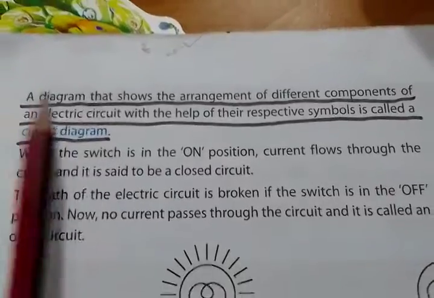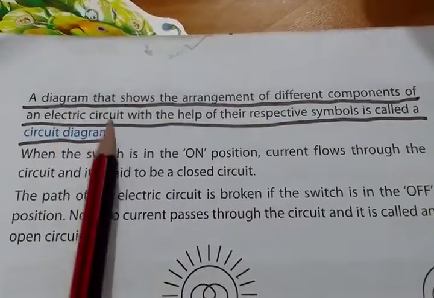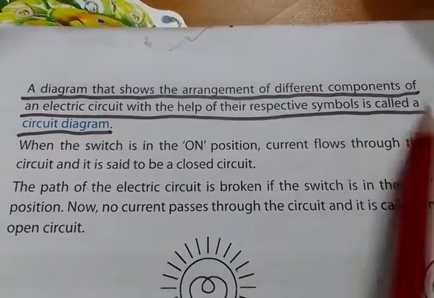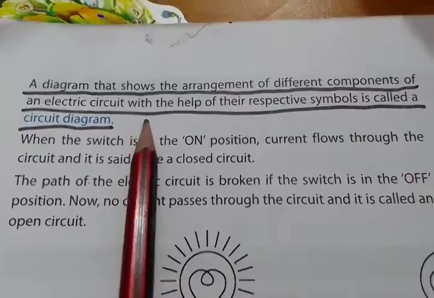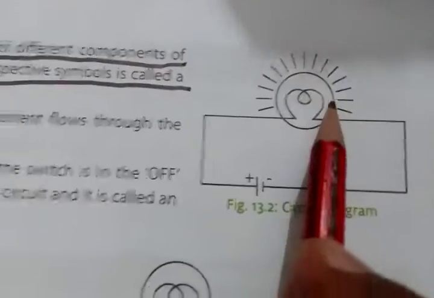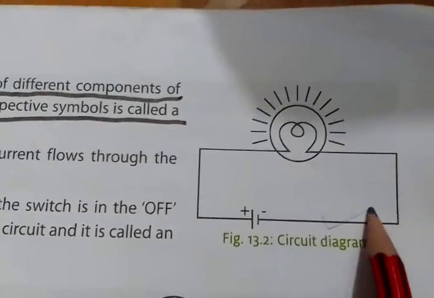So a diagram that shows the arrangement of different components of the electric circuit with the help of their representative symbols is called a circuit diagram. Means when we draw the electric circuit through their respective symbols, that is known as a circuit diagram.